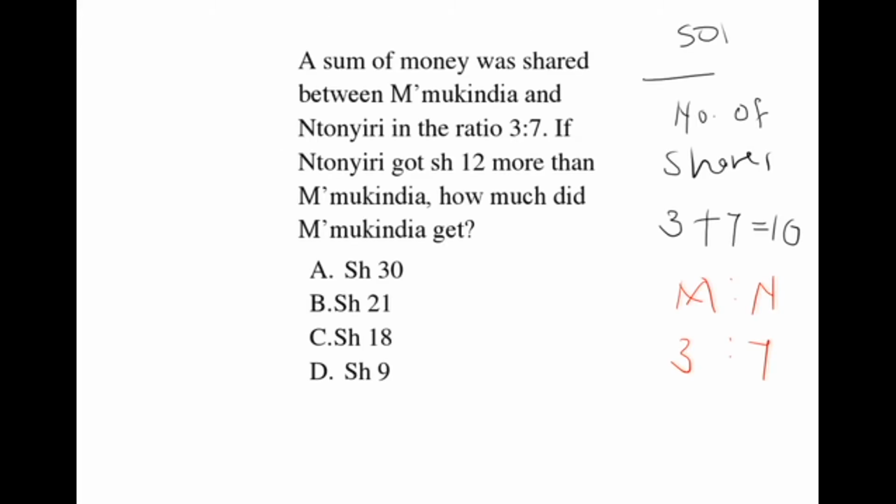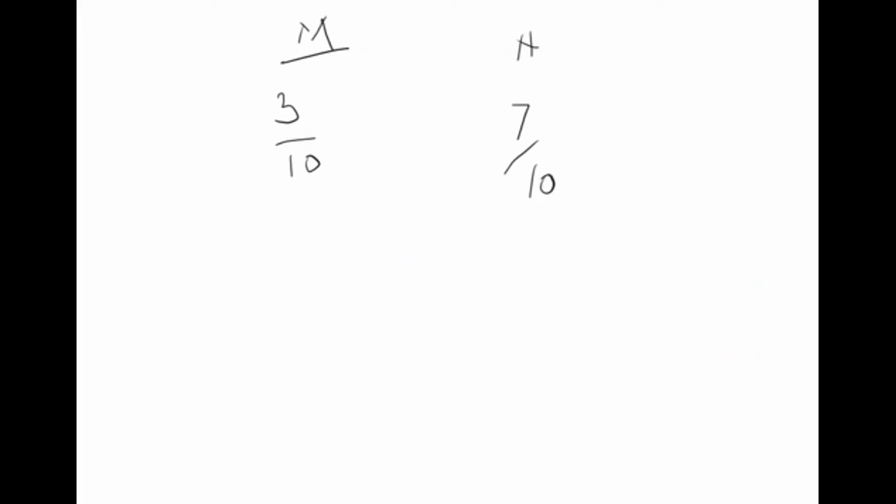Then the question tells us that Tonyiri got 12 shillings more than Mukidia. How much did Mukidia get? Therefore, we are going to subtract 7/10 minus 3/10. We get 4/10. So this 4/10 is now 12 shillings more. This 4/10 is 12 shillings.